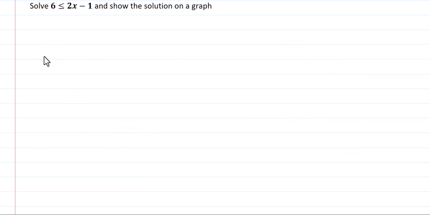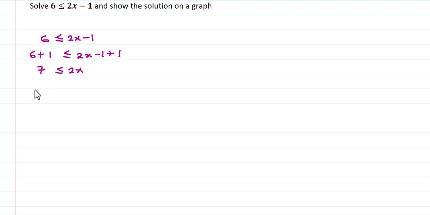Okay, and finally, we'll have one more question to solve, and voila, we are done. Solve the inequality 6 is less than or equal to 2x minus 1. We have a negative for our constant here. Because of that, we have to add. So add 1 to both sides. 6 plus 1 is less than or equal to 2x minus 1 plus 1. This cancels out, and then we'll have 7 is less than or equal to 2x.